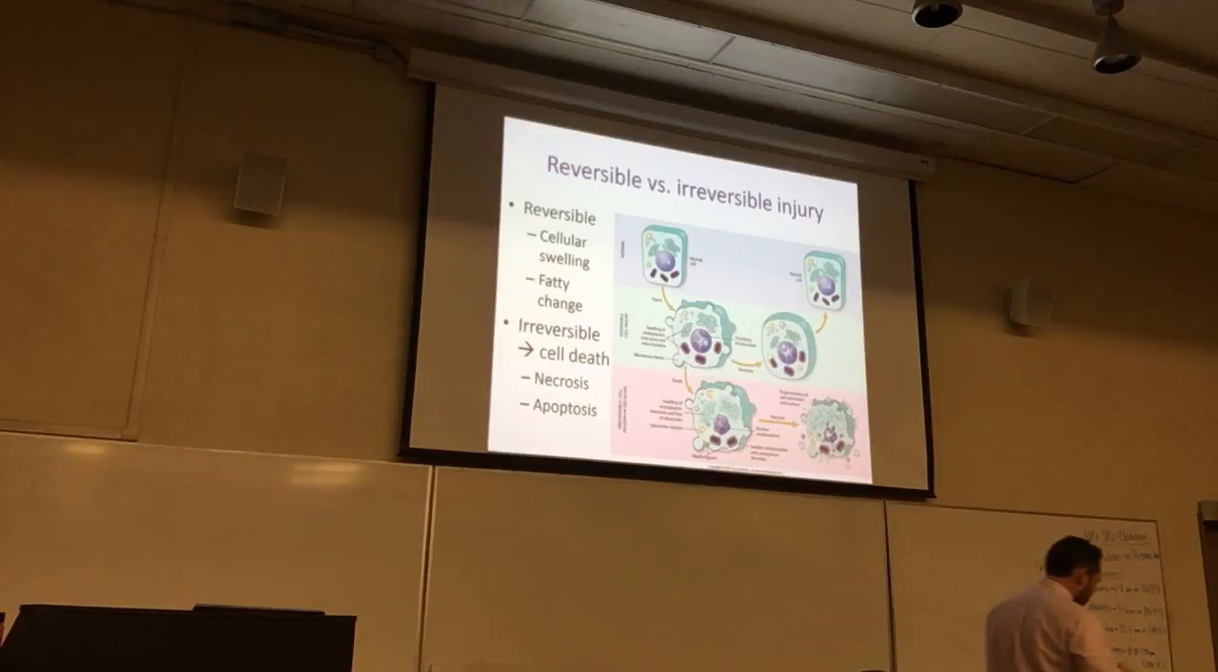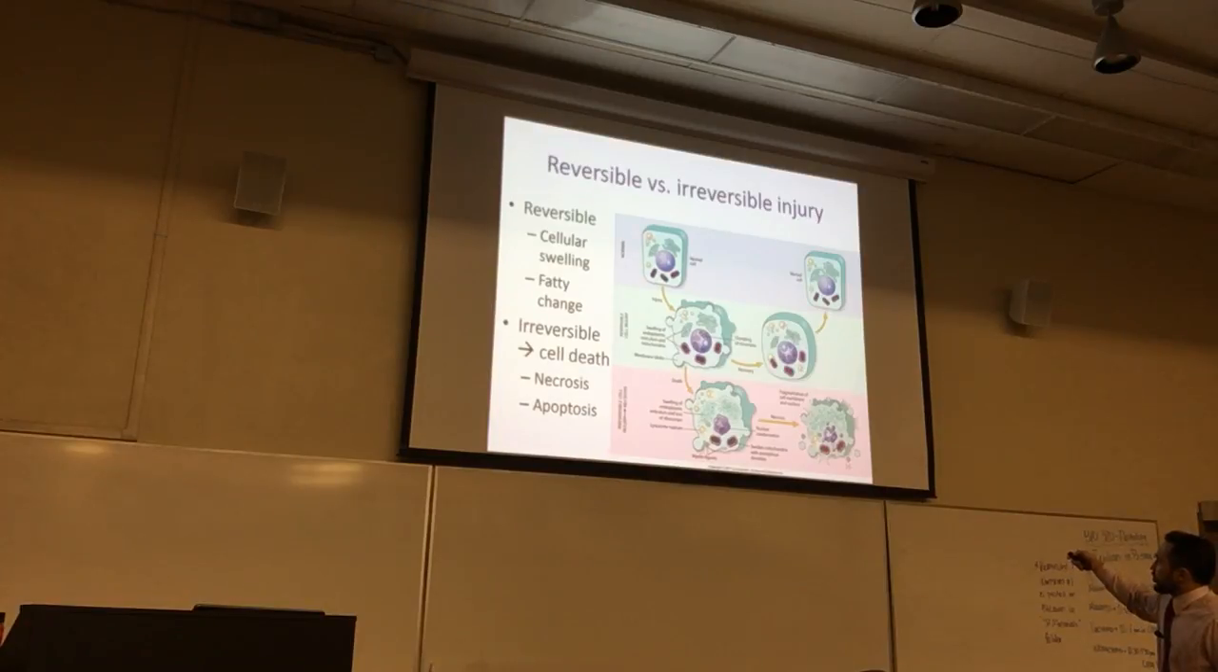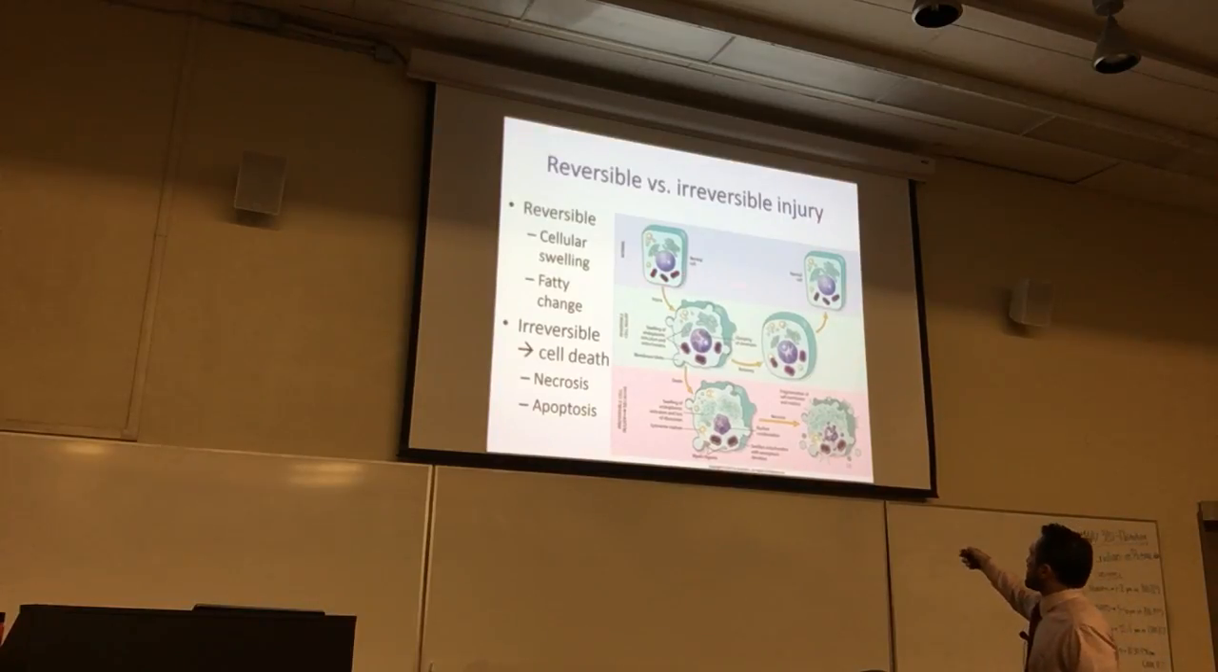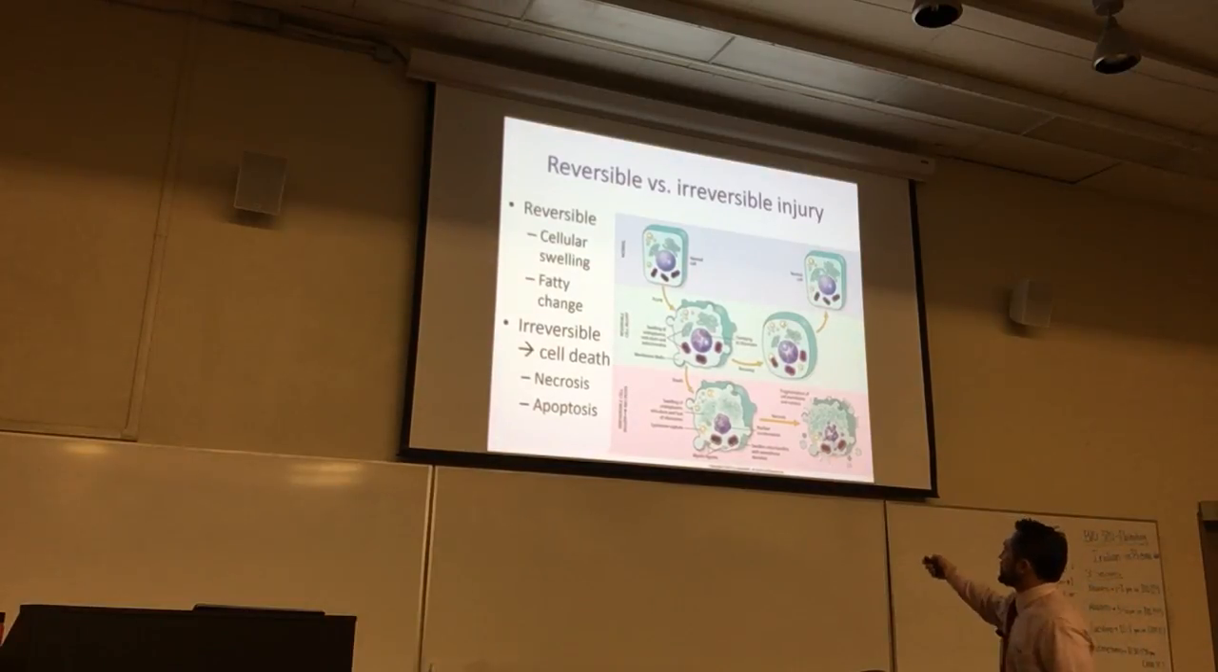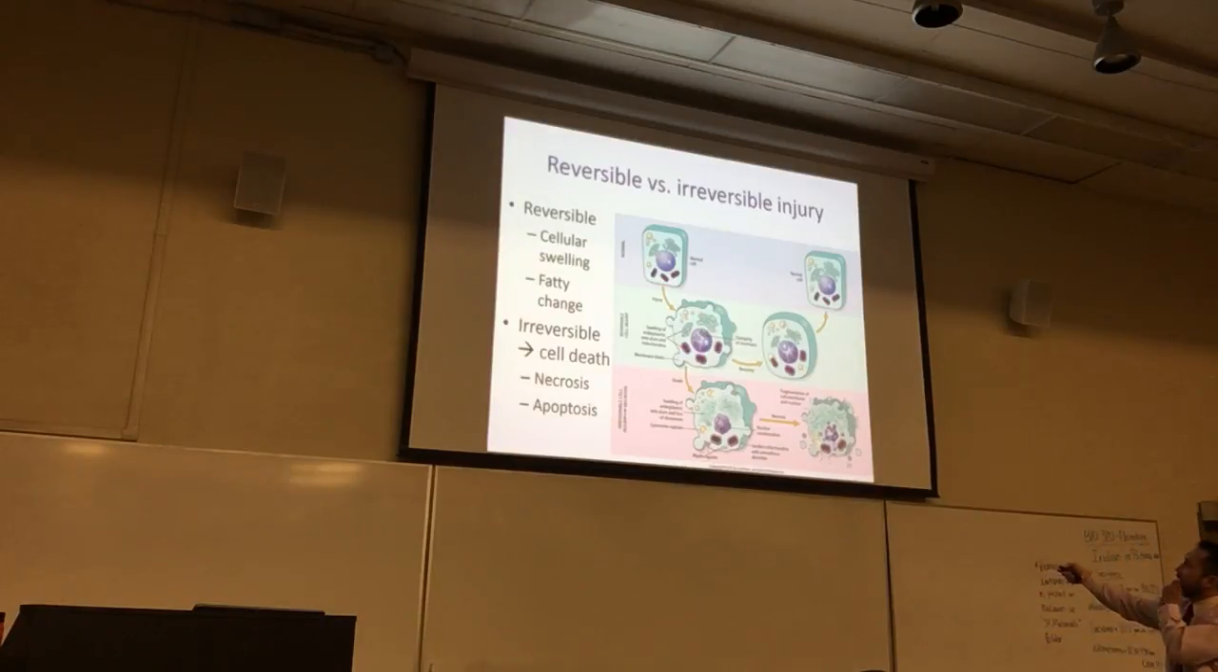Well, back to this idea of reversible versus non-reversible. Reversible things that take place are about two-thirds of the way down the slide, right at this transition where it goes from normal, which is in blue, to reversible, which is in green, to irreversible, which is in pink. So this is a normal cell up top, and then in the reversible injury, you can see there's some sort of injury that takes place, and you get some changes. You get clumping of the chromatin.